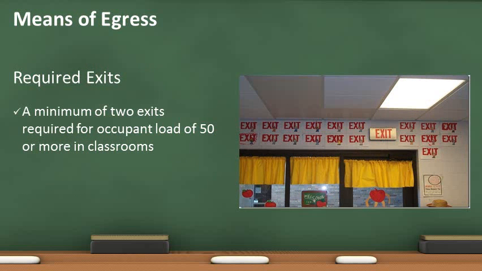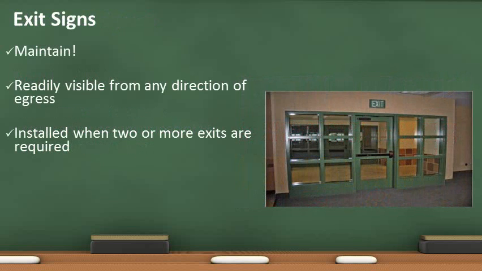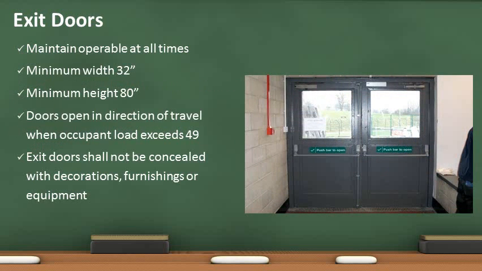In any classroom, when the occupant load exceeds 49, 2 exits are required and must be clearly designated. Exit signs must be illuminated at all times and may not be obstructed. Exit doors must remain operable at all times and shall not be obstructed.